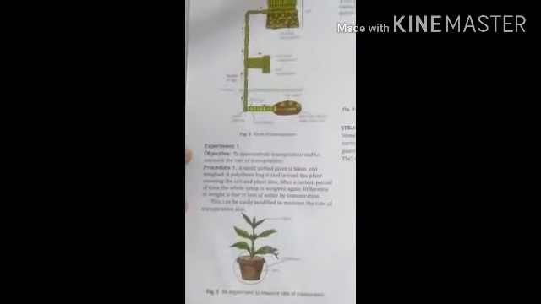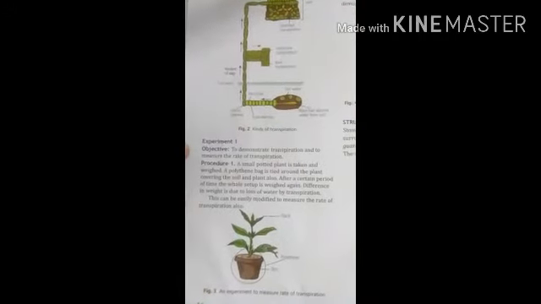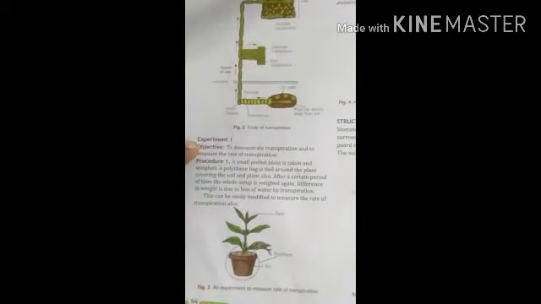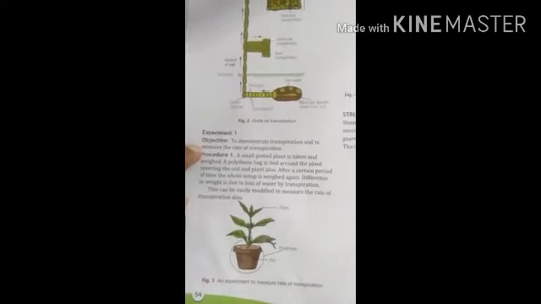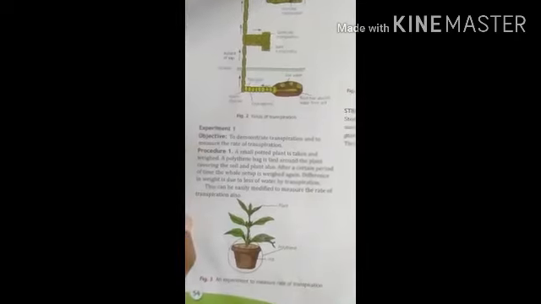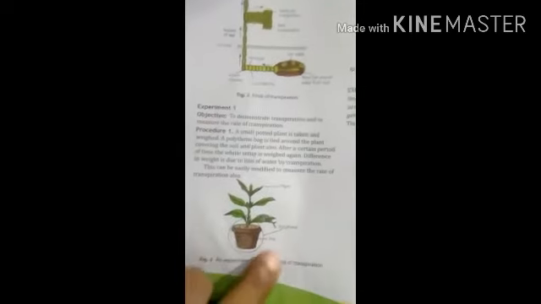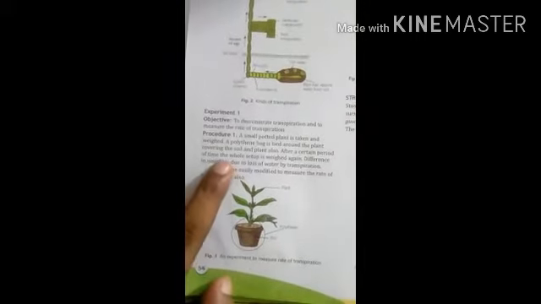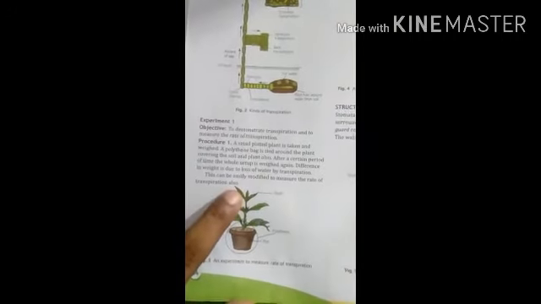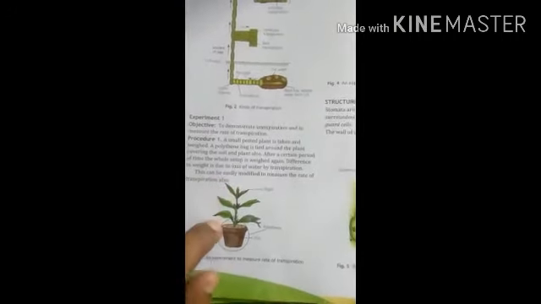Now see the next one: an experiment to demonstrate transpiration and measure the rate of transpiration. You take a small potted plant. It is weighed. A polythene bag is tied around the plant, covering the soil and the plant also. After a certain period of time, the whole setup is weighed again. The difference in weight is due to the loss by transpiration. The water is being lost. This can be modified to measure the rate of transpiration.